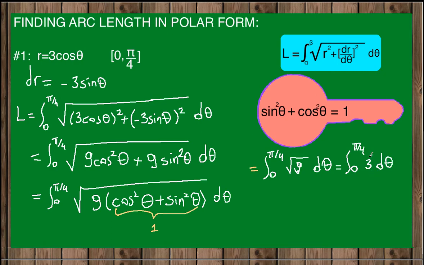So what is the antiderivative of 3 with respect to theta? It is 3 theta evaluated from 0 to pi over 4. Now we're going to plug in the upper boundary, which is pi over 4, minus the lower boundary, which is 0. And if we distribute 3, we get 3 pi over 4. So this is the final answer.